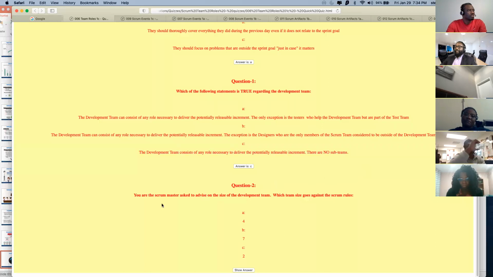All right. Last one. You are the Scrum Master asked to advise on the size of the dev team. Which team size goes against the Scrum rules? A, 4, B, 7, C, 2.